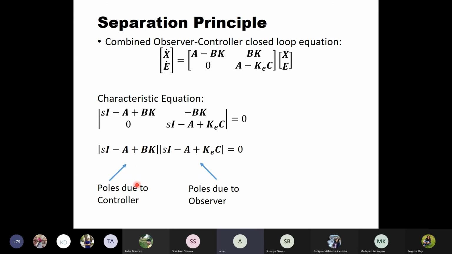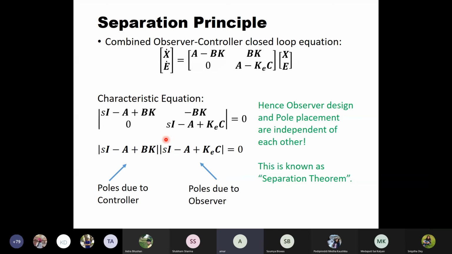The poles due to the controller and the poles due to the observer are independent of each other, because the poles due to the controller are not determined by Ke, and the poles due to the observer are not determined by K. Which means the observer design and the pole placement are independent of each other. So separately we can design the controller, separately we can design the observer. This is basically called the separation principle or separation theorem.